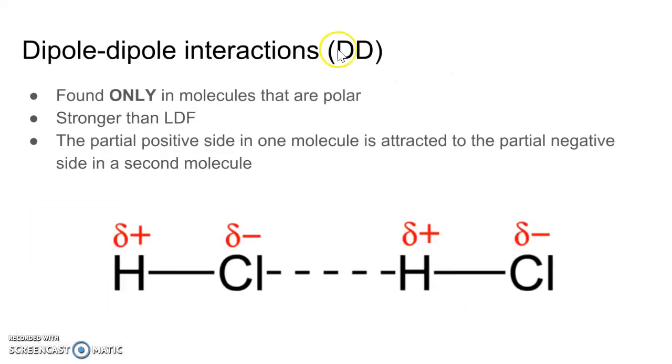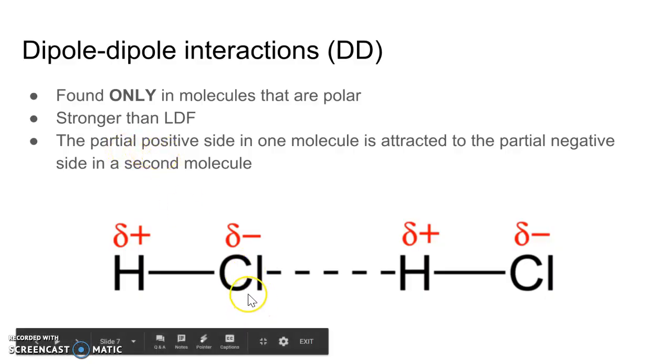All right, dipole-dipole interactions. This is where we get a little more specific. It's found only in molecules that are polar. It is stronger than LDF because it's not a temporary force. This is something that actually lasts much longer. All it really is is an electrostatic attraction, which we've talked about before in class. We have a partial positive side in a molecule that's attracted to the partial negative side in a second molecule. So if I'm looking at this chlorine here as a partial negative charge, it's actually attracted to the partial positive charge on this hydrogen. Awesome.